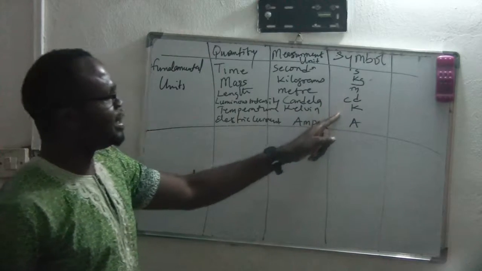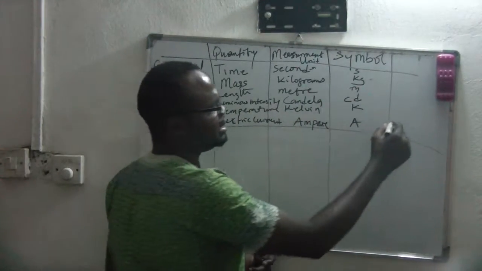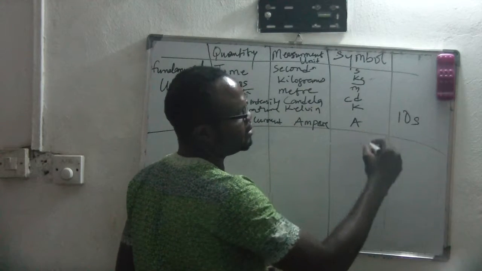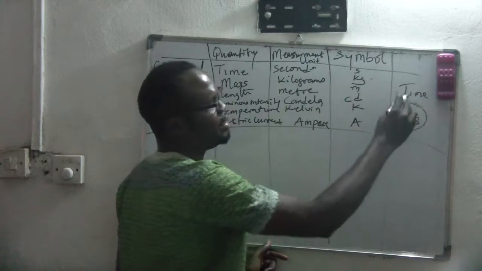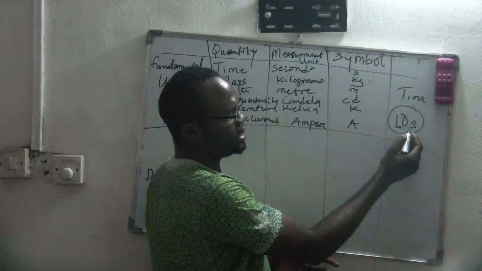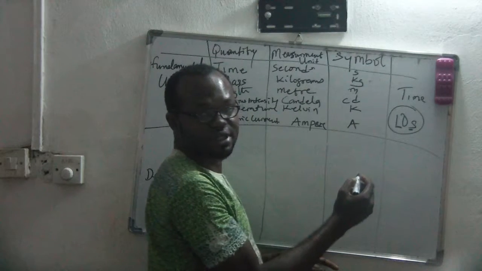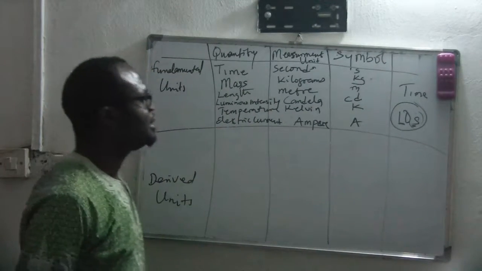These symbols are normally what we use in mathematical representations. If you want to say a time of 10 seconds, this is time, showing us the magnitude of the time and the unit. The unit is in seconds. Is that clear? So this is what we are learning: the units, this second part.